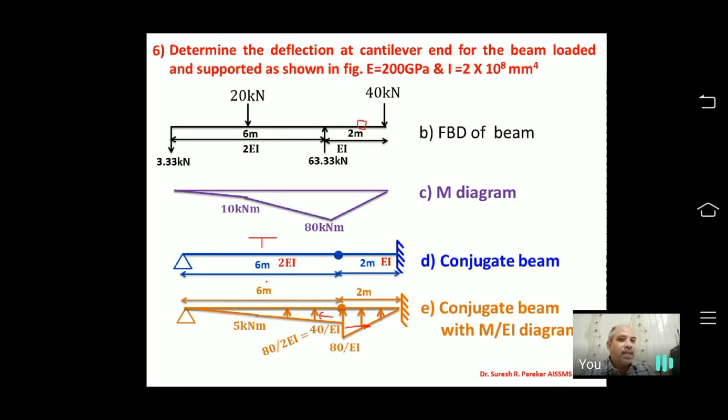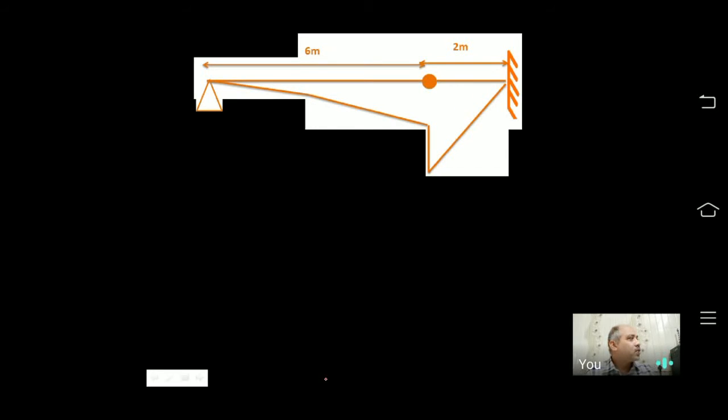Now once we have this, we will find out the values of the different portions. How many portions do we have? The first portion is still 5 kilonewton meter. The second portion is trapezoidal, between 5 kilonewton meter and 40, and the third portion is from 80 to 0. Now below, I will calculate these values. So we have this as the bending moment diagram, and we can now see these values: 5 kilonewton meter, 40 upon EI, and 80 upon EI.